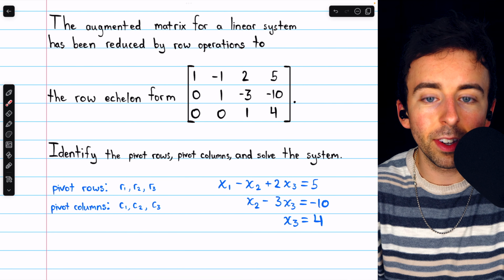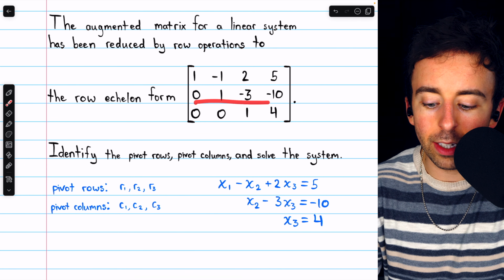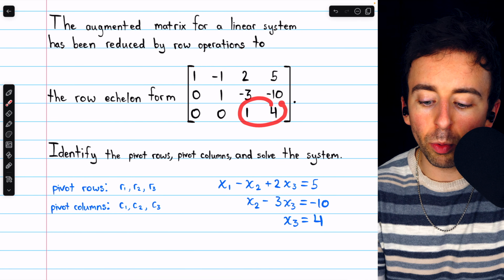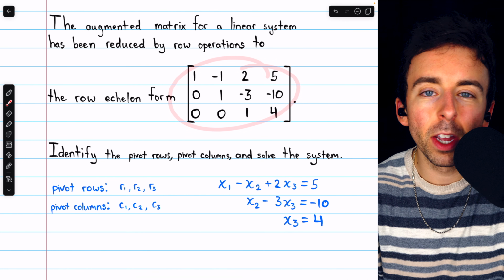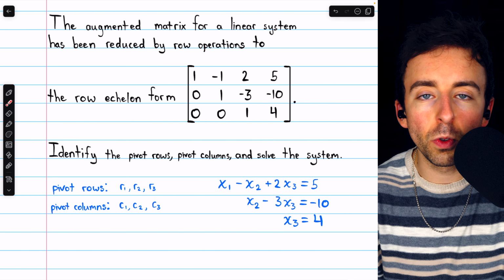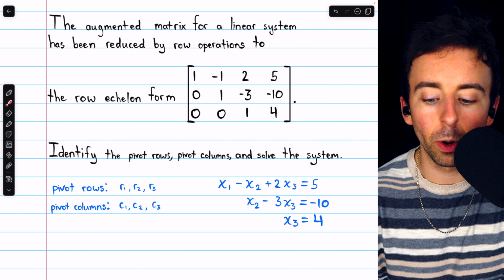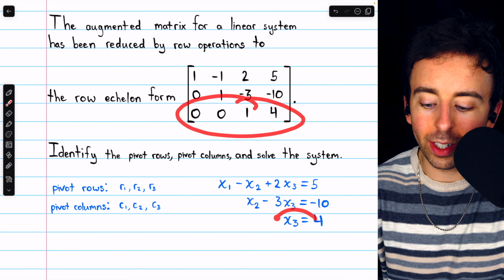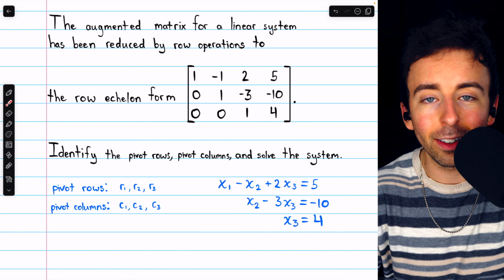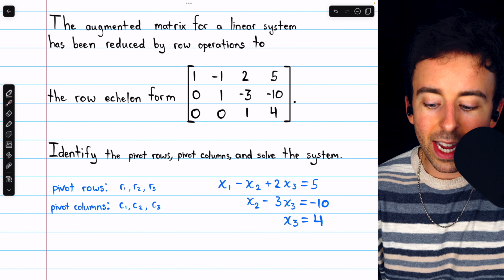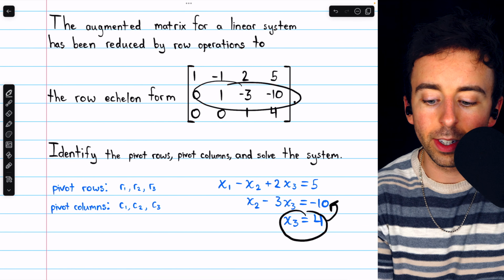Now we'll solve the system. Row 1 leads to this equation, row 2 leads to this equation, and row 3 leads to this equation. When a matrix is in row echelon form, we use what's called back substitution to finish solving the system. That's because we kind of proceed backwards. The last row is going to give us the immediate information about one variable, in this case that x3 is equal to 4.